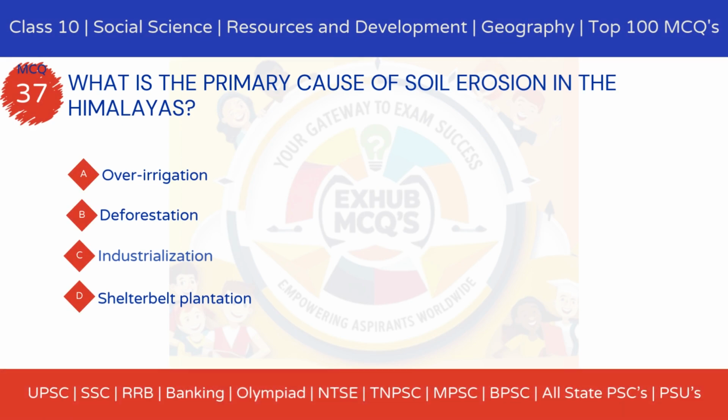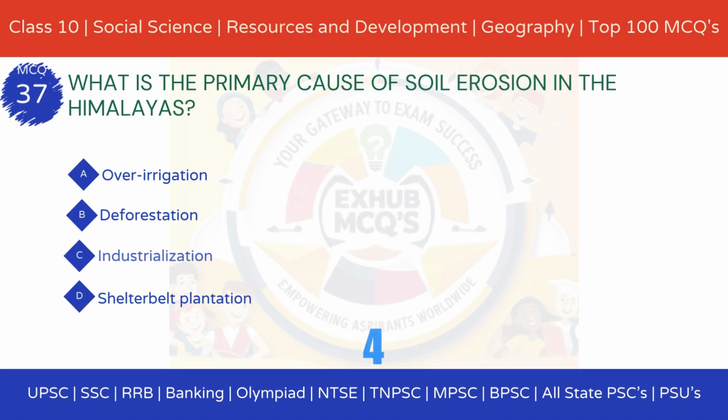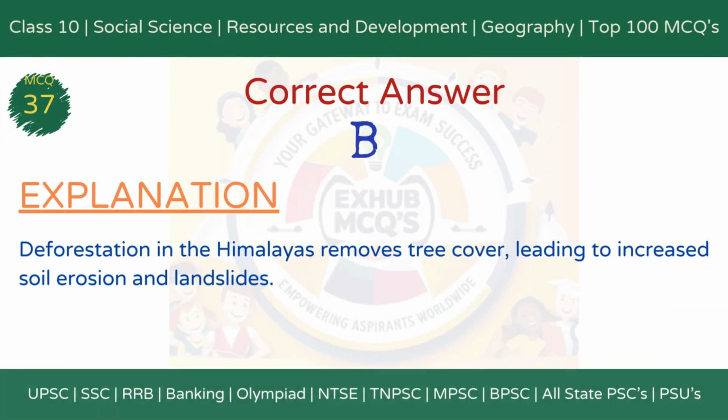MCQ37. What is the primary cause of soil erosion in the Himalayas? Option A, over-irrigation. Option B, deforestation. Option C, industrialization. Option D, shelter belt plantation. The correct answer is option B, deforestation. Explanation: Deforestation in the Himalayas removes tree cover, leading to increased soil erosion and landslides.